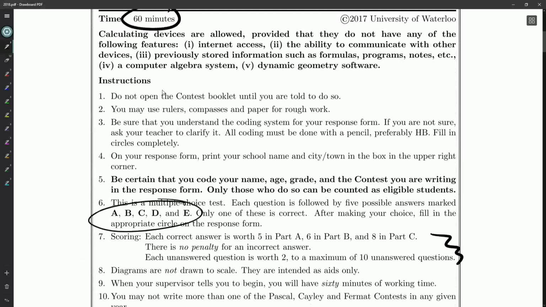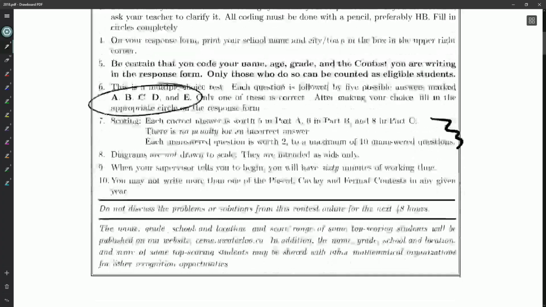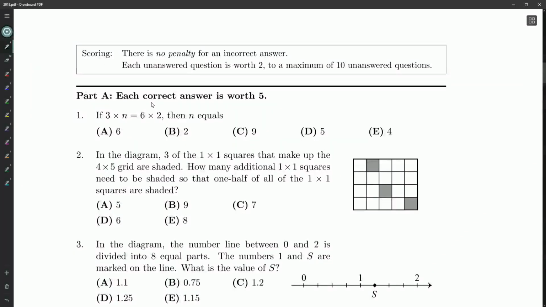Something that I would encourage you to take a read through is the scoring system. That can help you strategize as to how to do well on contests if you're actually writing them and not just doing them for fun or practicing them. And practicing your scoring strategy, or your strategies for doing the most questions and getting the most score, is something that you might want to actually work into your practice. Anyway, we're just going to jump into the contest with question number 1 for this video, and then 2 and 3 and so on. So, if 3 times n is 6 times 2, then n equals.